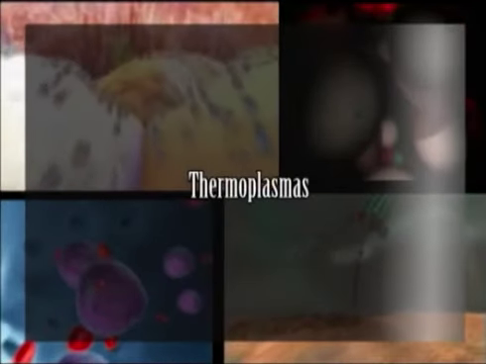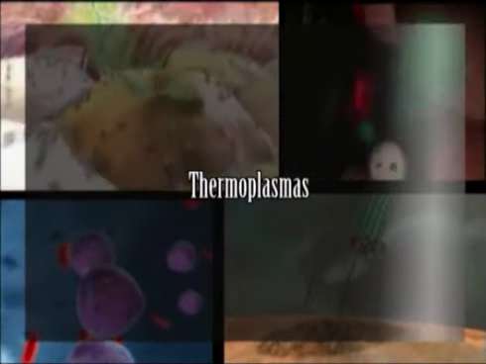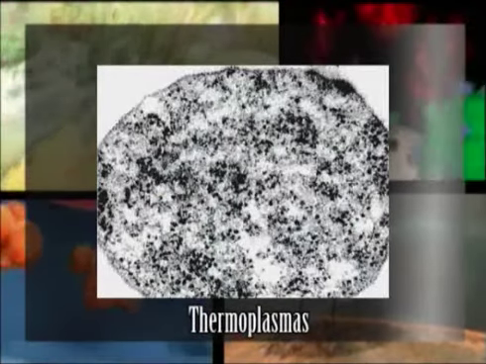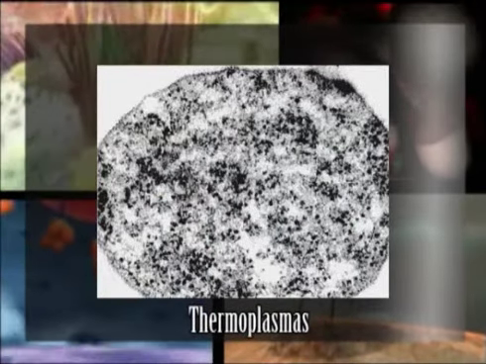Now, thermoplasmas, they are without a cell wall, thermoacidophilic and chemoorganotrophic facultative anaerobes. They grow in refuse piles of very hot and acidic coal mines and hence are thermoacidophilic. They grow at a temperature of 55 degrees centigrade to 59 degrees centigrade and at a pH of 1 to 2. Thermoplasma and Picrophilus are the exemplars.